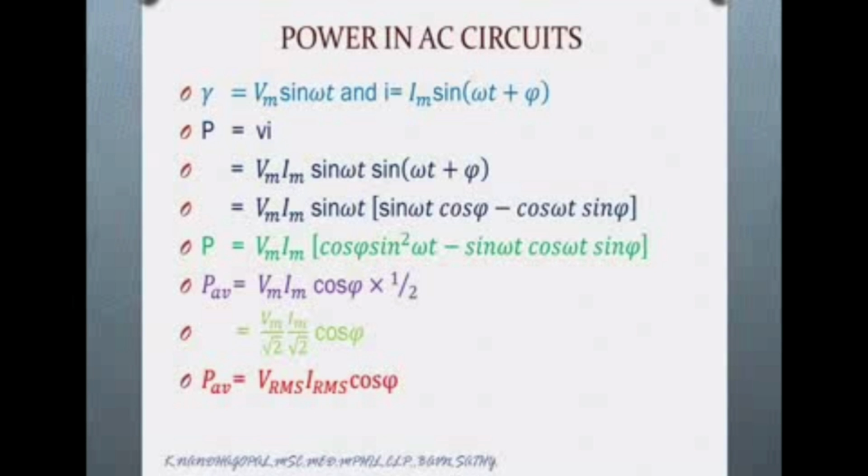For a series RLC circuit at resonance, the phase angle is 0 and cos phi equal to 1, which means you can get the maximum power average. P average equal to Vrms into Irms. So cos phi equal to 1.